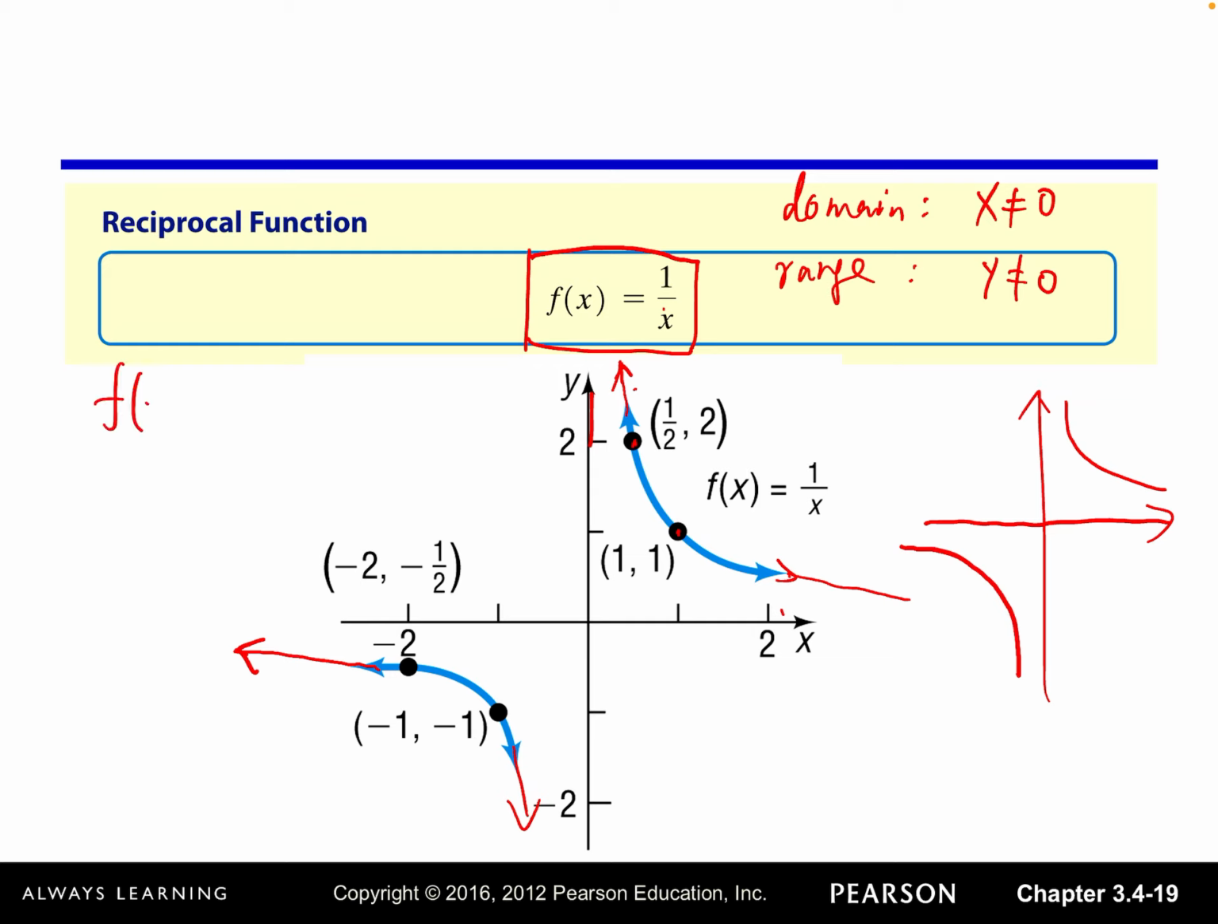And this function is an odd function. Why? We can test it. f of negative x equals 1 over negative x, replacing x by negative x. Then we can write it as negative 1 times 1 over x, which is negative f of x. So f of negative x equals negative f of x. That's why the function is an odd function. Therefore, the graph is symmetric with respect to the origin.